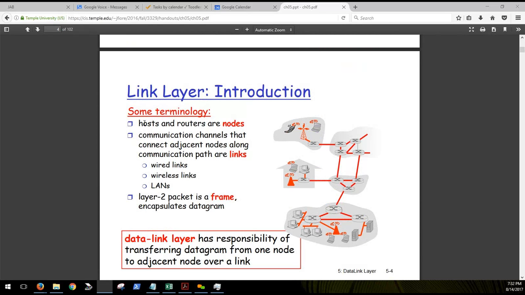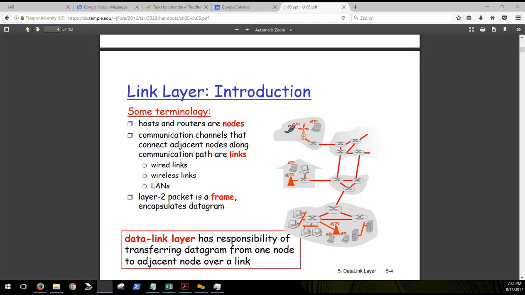So just keep in mind that both hosts and routers, because a router is not a host, are called nodes. And the communication channels that connect adjacent nodes along the communication path are links. And links may be wired, they may be wireless, and we may refer to them as LAN links.